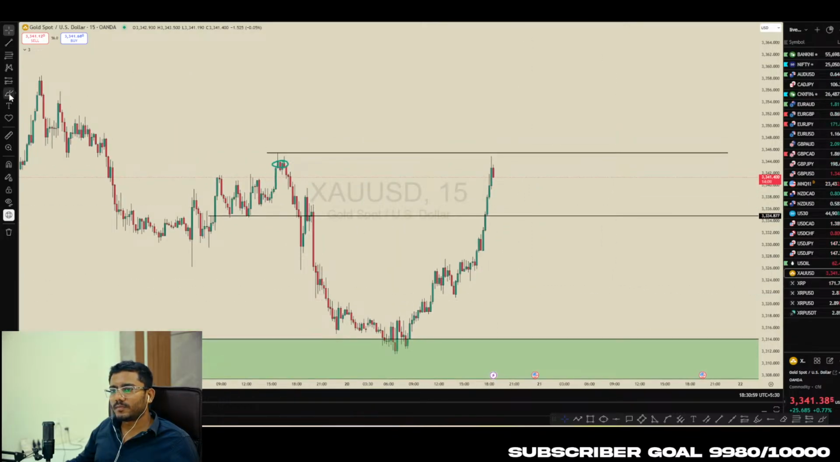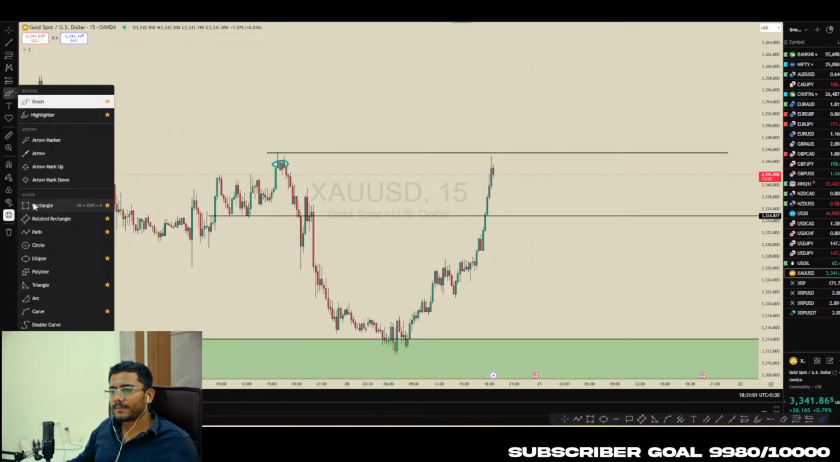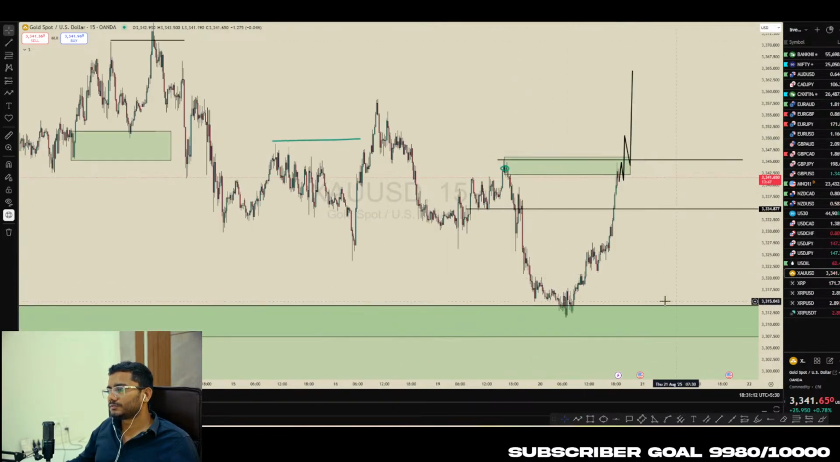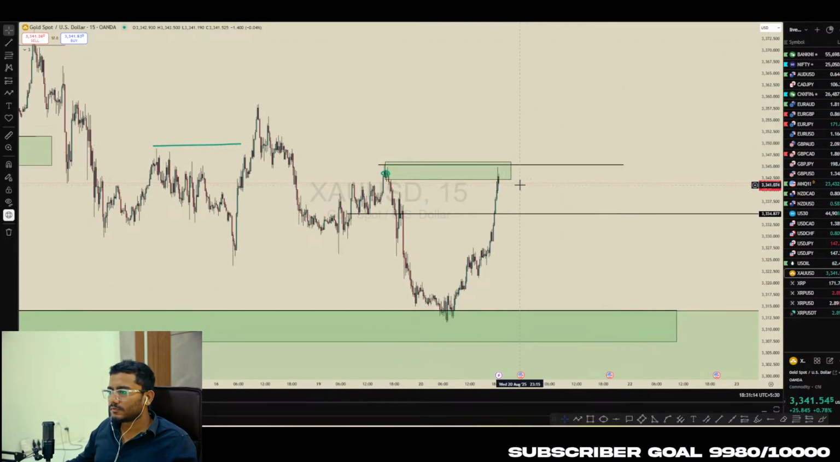So price is reacting based on this breaker block. Yeah. And once this breaks, then it will use this downside move to retest and then it continues. Something like this.